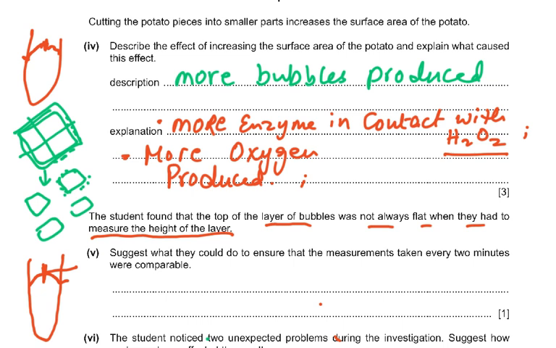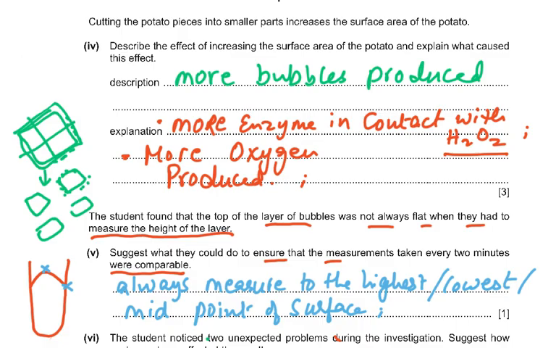So suggest what they could do to ensure all the measurements taken every 2 minutes were comparable. You could compare them and say, okay, well, that's the same. Like for instance, in one test tube you measured this point, and then another test tube you measured this point. Then that is not a very comparable reading. So always measure to the highest. Either you said the highest, which is slash, that means either of these was correct, or the lowest, or the midpoint of the surface.